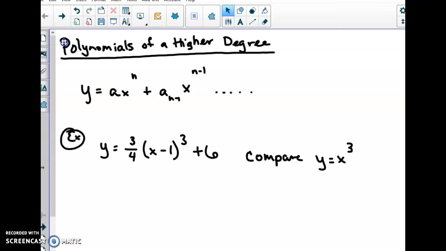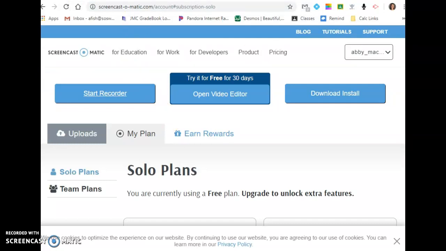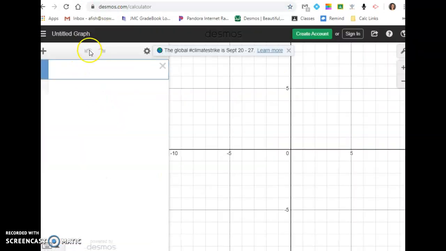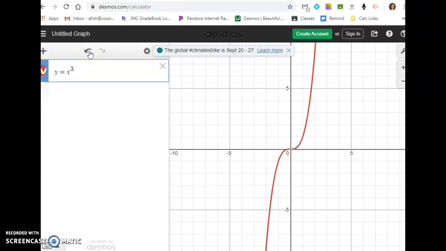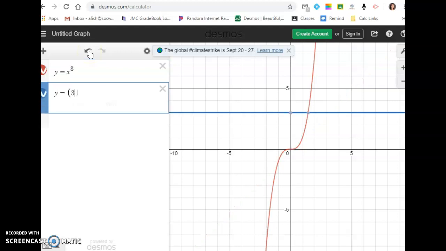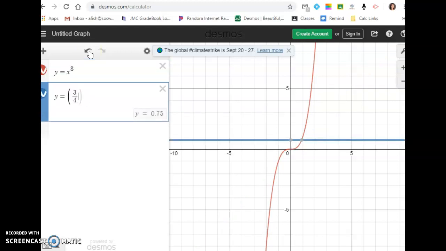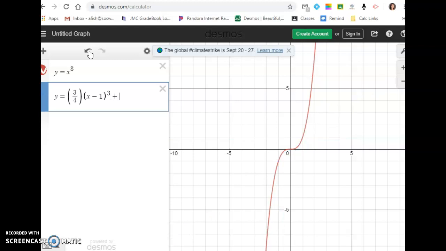Okay, so looking at this, we should already have an idea that the vertex, or what we consider the vertex based off of that x cubed, is going to be shifted to the right 1 and up 6. But let's go ahead and check this out in Desmos, just to double check what's actually going on. So y equals x cubed is my parent, and then I have y equals 3/4, we'll close that parenthesis there, and then x minus 1 to the power of 3 plus 6.